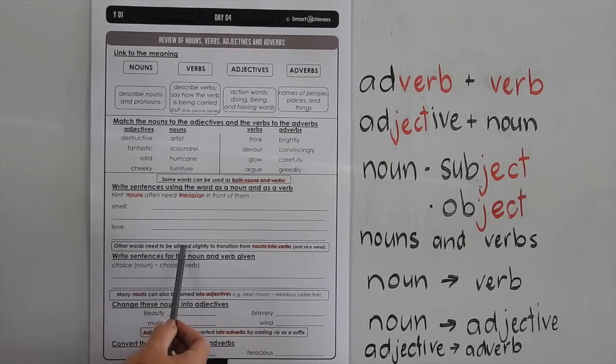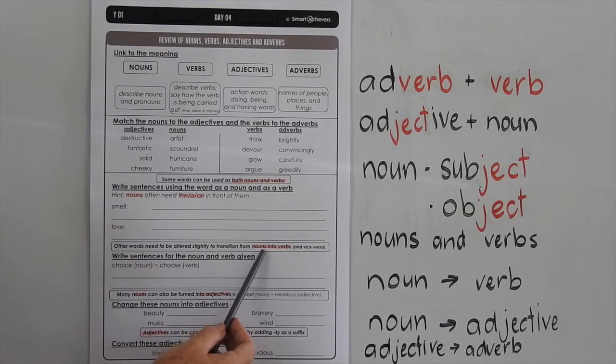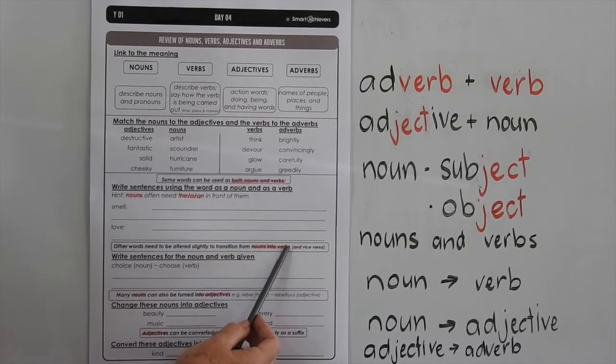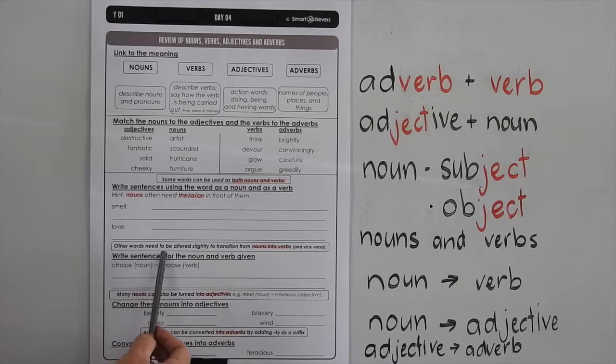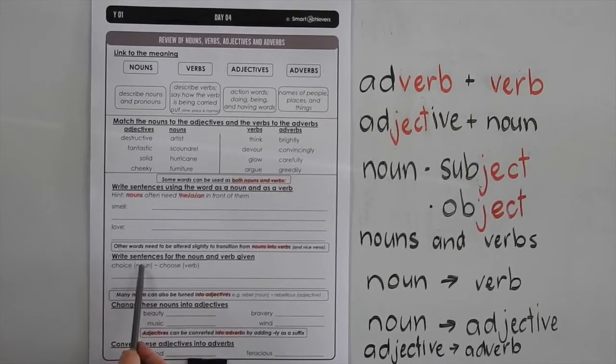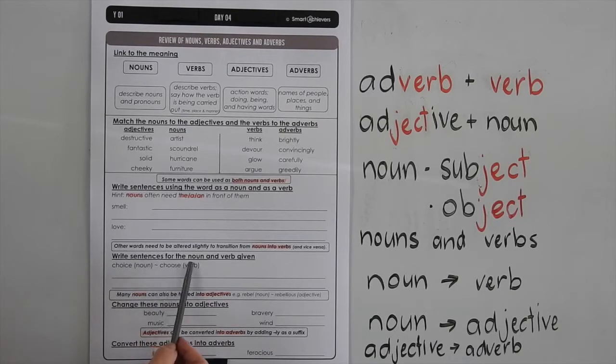Other words need to be altered slightly to transition from nouns into verbs, and vice versa, verbs back into nouns. So write sentences for the noun and the verb given. So choice will be the noun, but choose will be the verb. So we want you to write a couple of sentences using those as the choice is a noun and choose as verb.